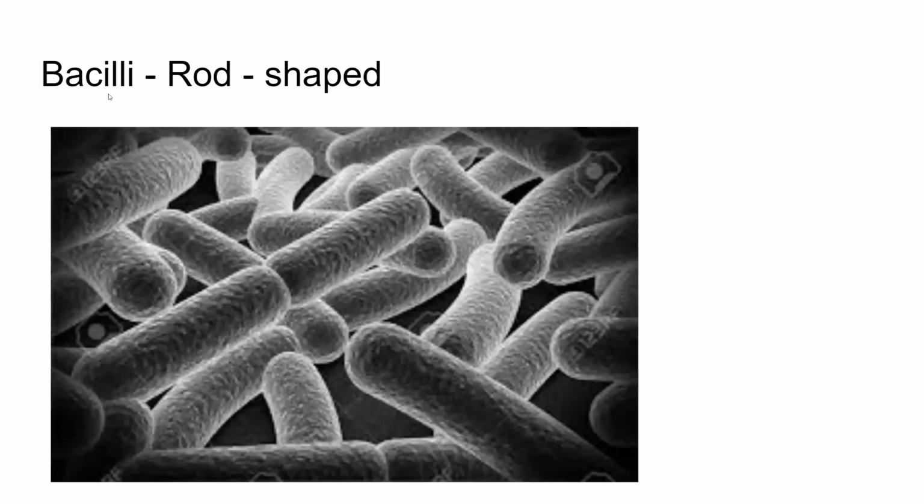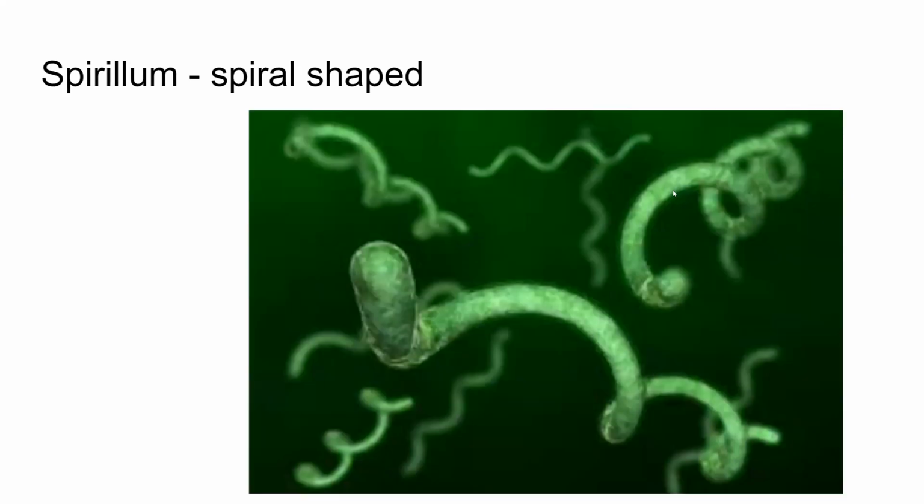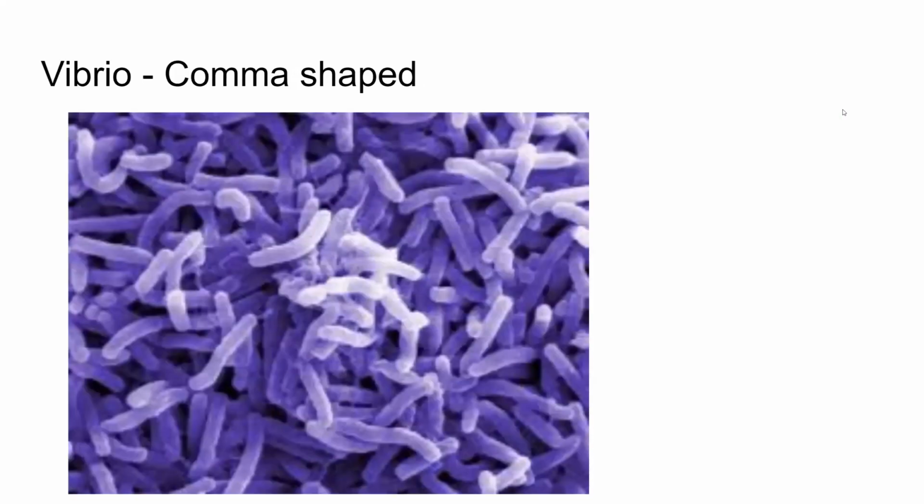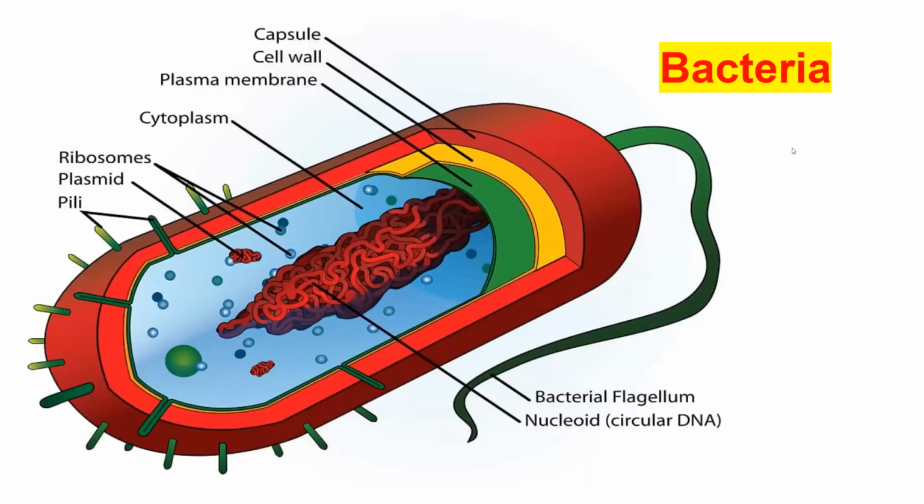The second is bacilli, or rod-shaped. As we can see, they're long like sausages. The third is spirillum, or spiral-shaped. We can see that it is quite spiraled, like a spring. And the last one is vibrio, which are comma-shaped. We can see that they look like a comma. So we've looked at the shapes.